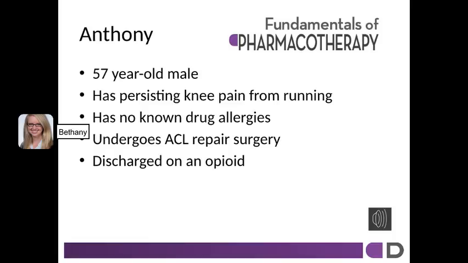Let's take a look at a patient case example. Anthony is a 57-year-old male who has persistent knee pain from running. He has no known drug allergies and he has an ACL repair surgery and is discharged on an opioid. What are some common side effects that we might want to talk to Anthony about with his new medication?